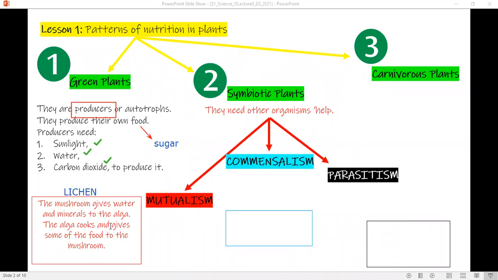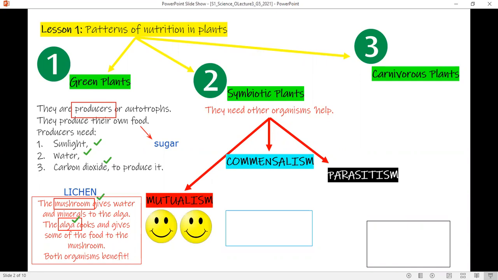This happens when a mushroom provides the alga with water and minerals. The alga uses water to produce its food, and it gives some food in return to the mushroom. In this relationship, both organisms benefit. So the mushroom gets the food it needs, and the alga gets the water it misses. In this relationship, both organisms are happy.